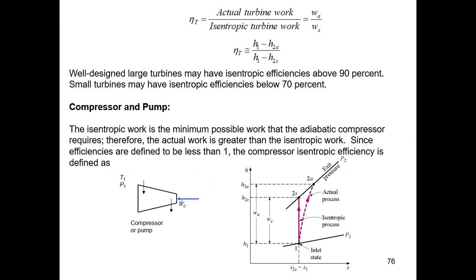Now the isentropic work for the compressor and pump. The isentropic process gives the minimum possible work that the adiabatic compressor requires. Therefore, the actual work is greater than the isentropic work.